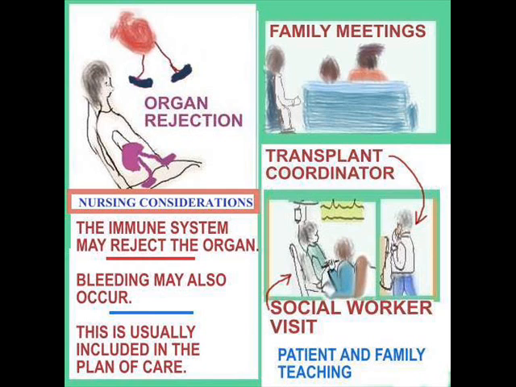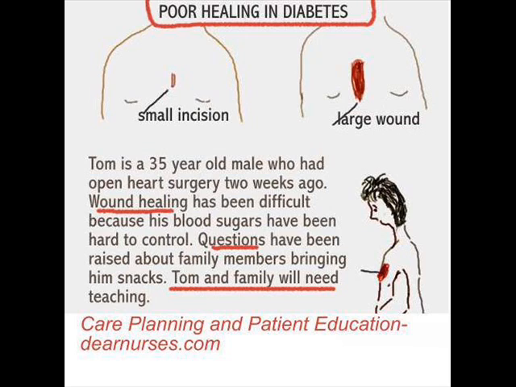Here we have a patient who's a 35-year-old male, and he had an open heart surgery 2 weeks ago. Wound healing has been very difficult because his blood sugars have been hard to control. Questions have been raised about family members bringing him snacks. It goes without saying that this patient will need teaching, and so will the family, because they may not fully understand the severity of what could happen to a patient who does not eat within the boundaries of what he was told to, like the dietitian's food. And when meals are brought in, it messes up his blood sugar, and the blood sugar, when it gets very high, affects healing. So these are considerations again.